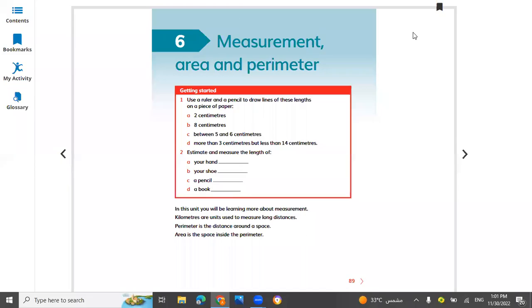Hello everyone. Today I'm starting unit 6 from the Cambridge Primary Math Learner's Book for grade 3. So let's start with measurement, area and perimeter.